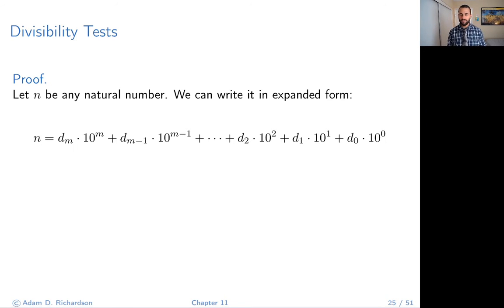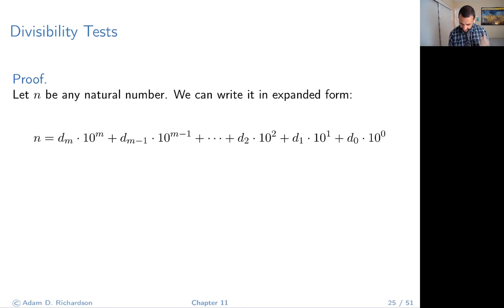It seems overwhelming, but it's just that expanded form. It's the same thing as that expanded form we saw back in chapter 2, except now we don't know how long of a number n is. n could be 1,000 digits, it could be 1,000,000,000 digits, but we can always write it in this expanded form.